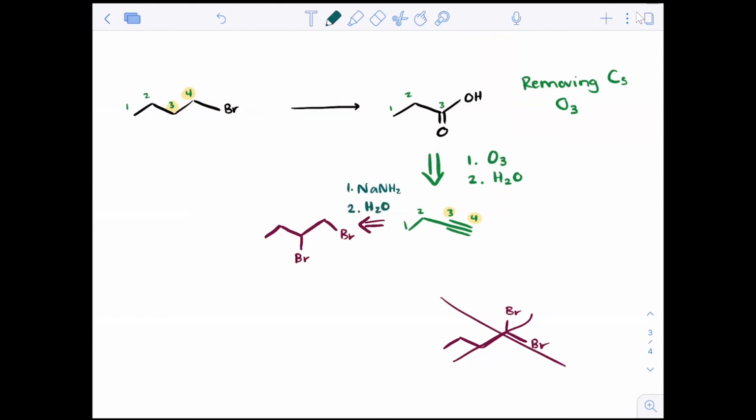by doing a double elimination. Because it's a terminal alkyne, we do need a water workup afterwards so that we can put that terminal proton right back on. Let's keep stepping back. How do we make vicinal dihalides? It's with Br2 and a double bond. Keep my counting.